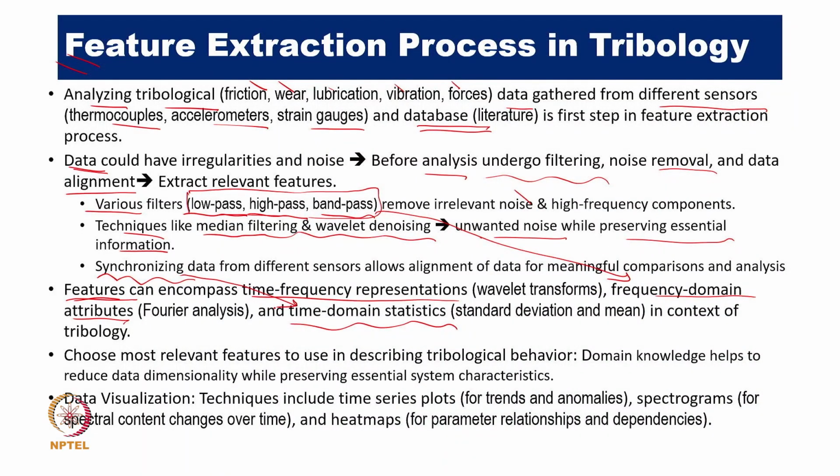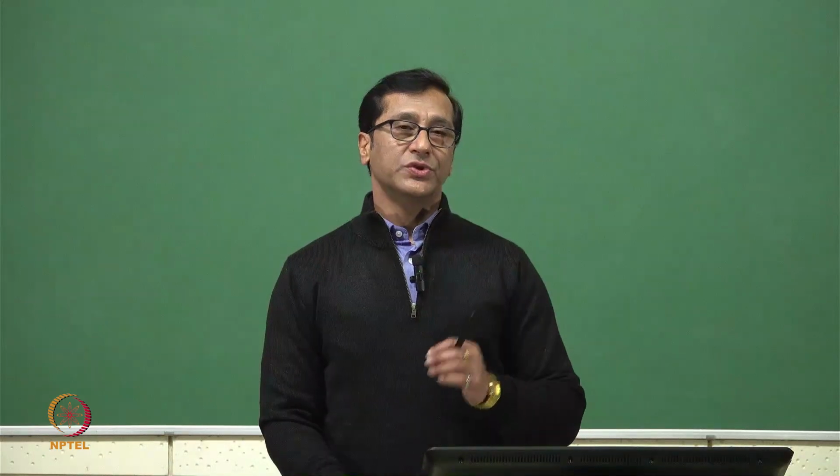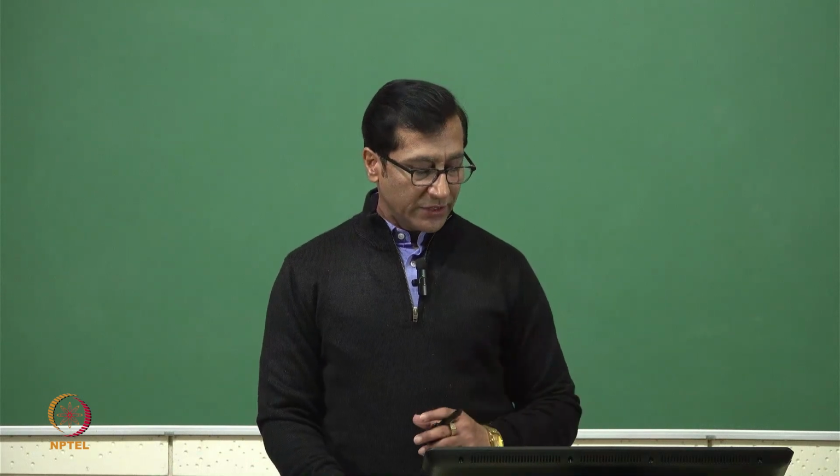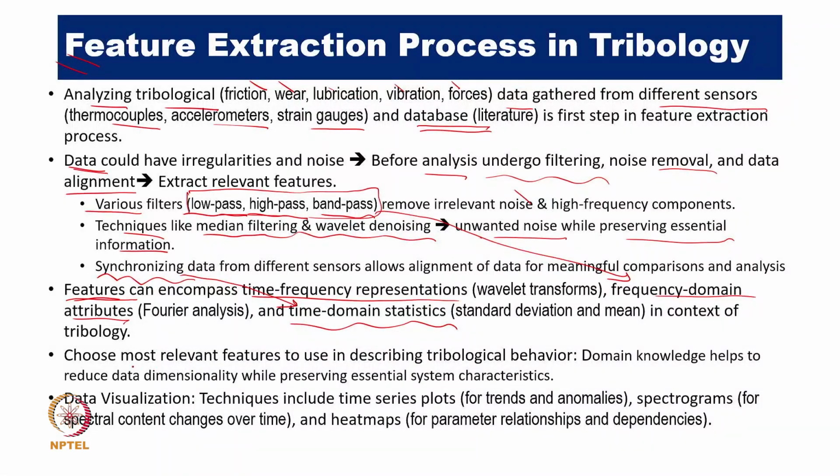In this, synchronizing is really required, because when we go for too much data, that data contains noise. If it is periodic and we are able to synchronize the periods, the first period, second period, third period, fourth period, we can take an average. So if you have more and more data, it will give a better and better average. I'll also elaborate on that. Again, we are saying choose the most relevant feature which can really provide domain knowledge, preserving the essential system characteristics.